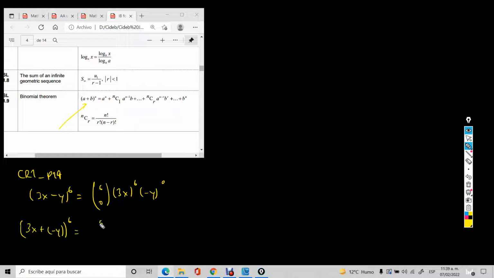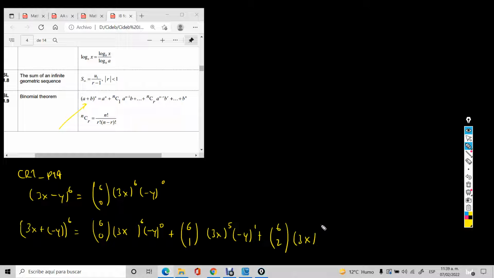So let me do it in here actually. 6 choose 0, 3x to the 6, minus y to the 0, plus 6 choose 1 times 3x to the 5 times minus y to the 1. Let me put this outside like so, and just make this substitution, guys. 6 choose 2, 3x to the 4, minus y to the 2.